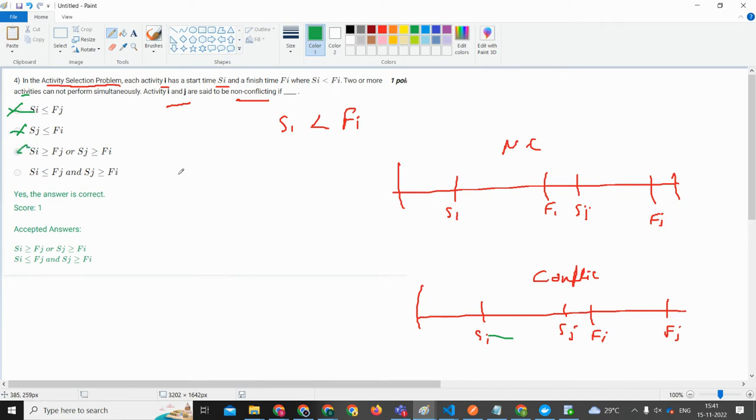Si is less than Fj. So that's the first condition. And starting of j is greater than the finishing of i. So here, see, this is a perfect example, right? There is an AND condition. So this should be intuitive. You should be able to understand this.